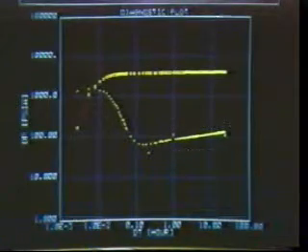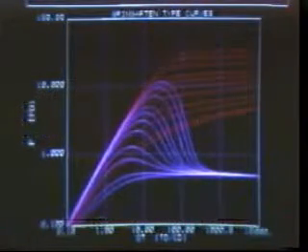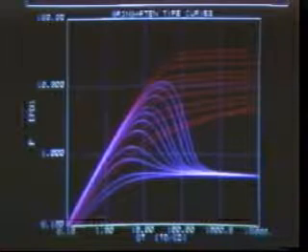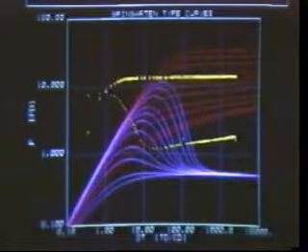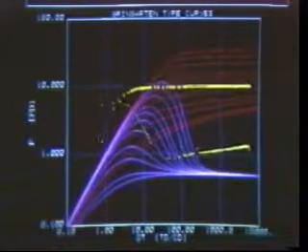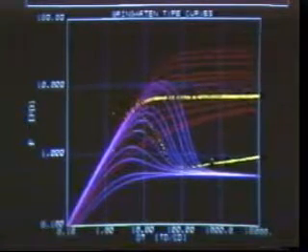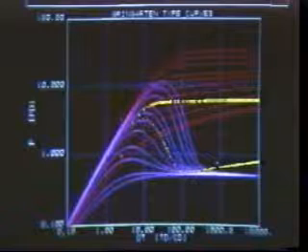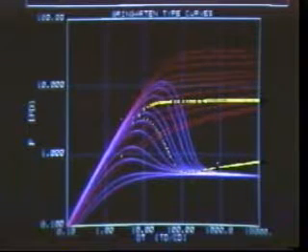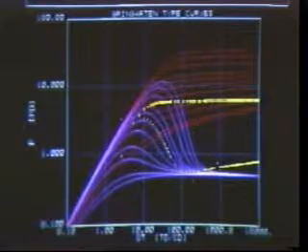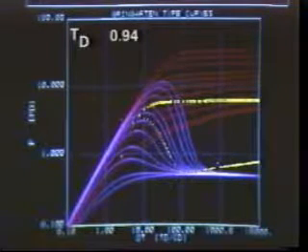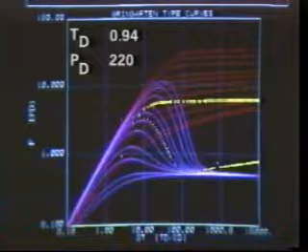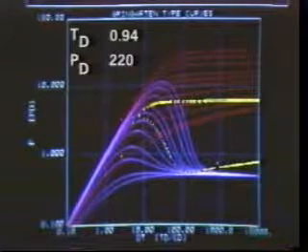Let's now begin the actual match of the pressure and derivative data using the appropriate type curve. As previously, we move the log-log plot over the curves until a suitable match is obtained for both the pressure and derivative data, here. From this visual match for a delta T value of 1 and a delta P value of 100, the corresponding values of T sub D and P sub D are 0.94 and 220, respectively.